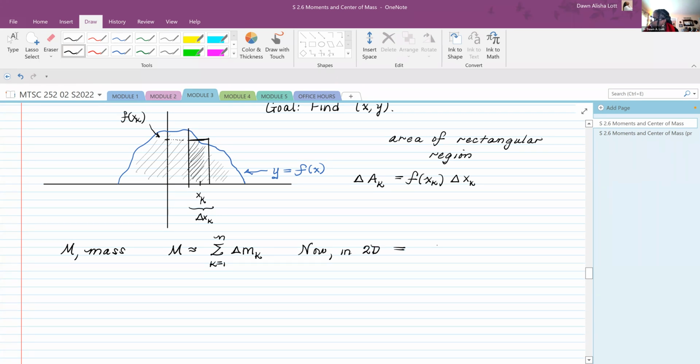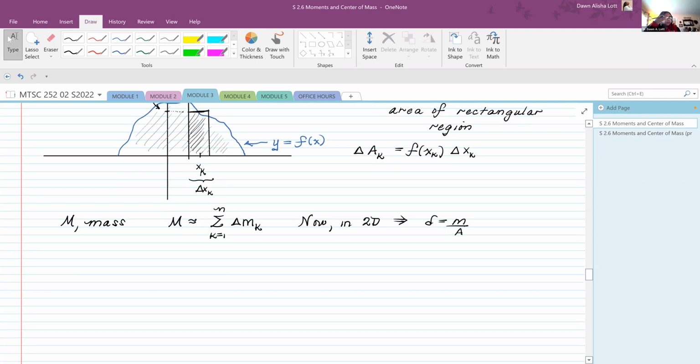So that means our density is going to be mass per unit area. Therefore, we're going to get delta at xk is the change in mass divided by the change in area. Or we can say that delta mk is delta at xk times delta ak.